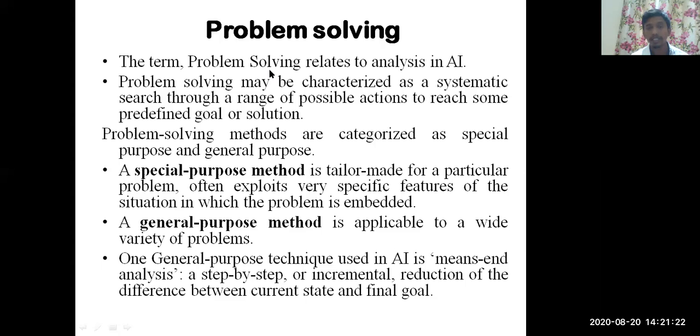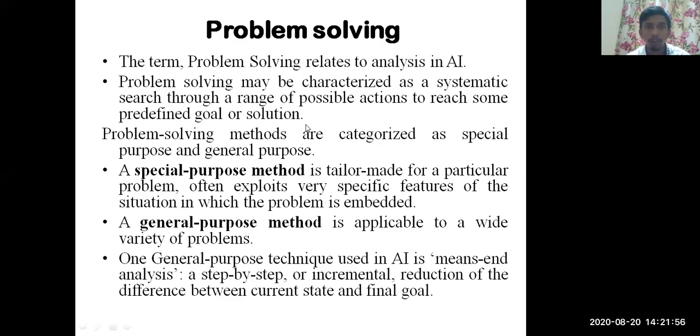And the next one is a general purpose method, which you can call a multiple way of giving solutions. The previous one was only a one-on-one solution, but here the general real world problems will be able to be solved with this method. So it will have a wide range of applications and a wide range of solutions. One example of a general method is means-end analysis, a step-by-step or incremental reduction of the difference between the current state and the final goal.